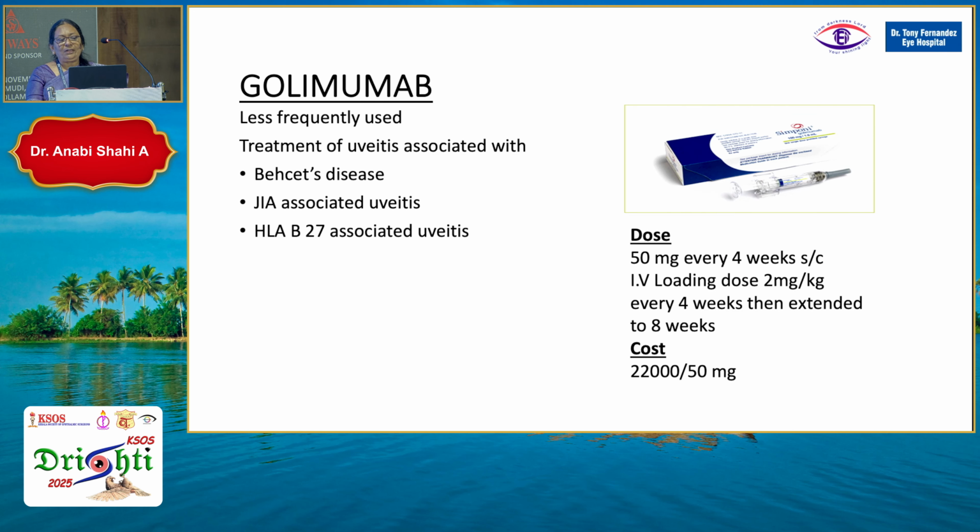Golimumab, it is less frequently used. It is used in treatment of uveitis associated with Behçet's disease, JIA associated uveitis, and HLA-B27 associated uveitis. Dose is 50 milligram every 4 weeks subcutaneous, or an IV loading dose of 2 milligram per kilogram every 4 weeks, then extended to 8 weeks. The cost is 22,000 for 50 milligram.